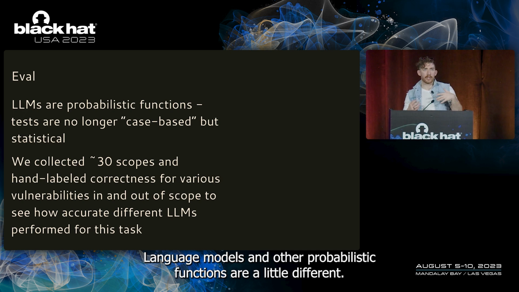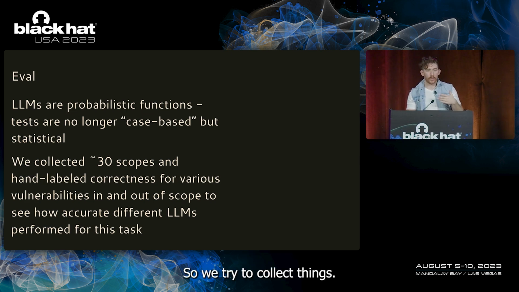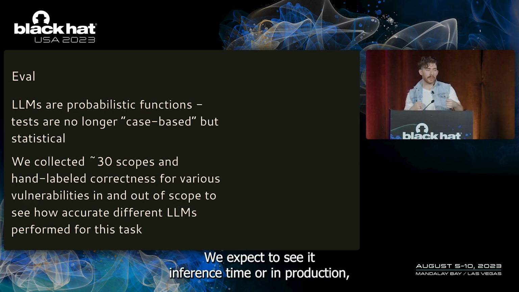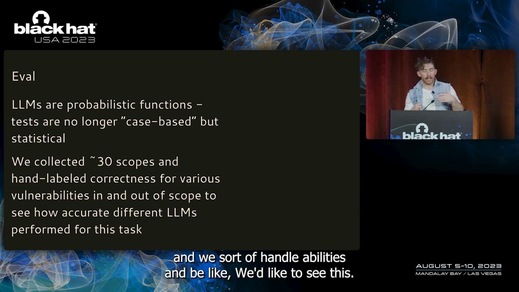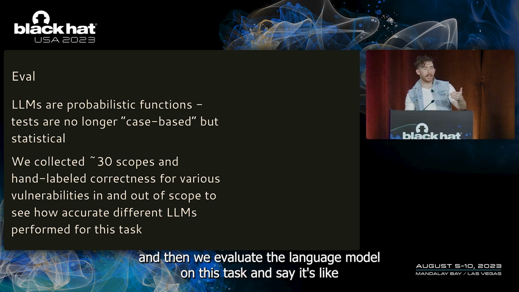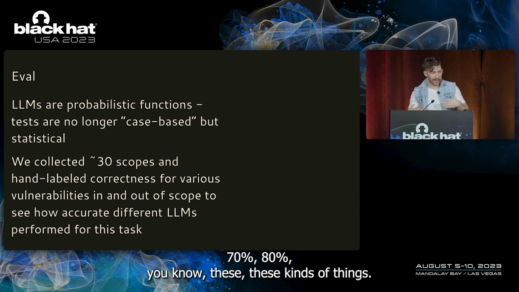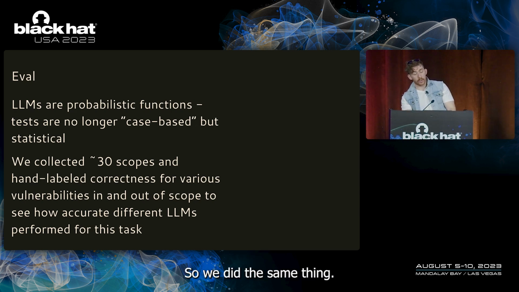Language models and other probabilistic functions are a little different. So we like to look at different cases as data points. We try to collect things we expect to see at inference time or in production, and we hand label these and say, we'd like to see this if you got A, we'd like to see this if you got B. And then we evaluate the language model on this task and say it's like 70%, 80%, these kinds of things. So we did the same thing.